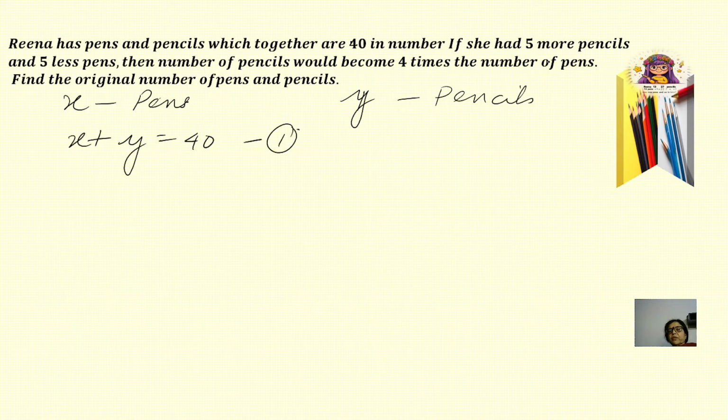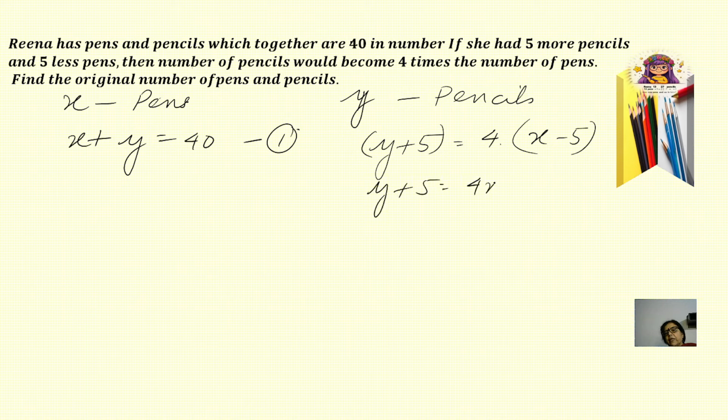Then the second part of the question says that if she had 5 more pencils, that means y plus 5 pencils, and 5 fewer pens, that means x minus 5 pens, then the relation between the pens and pencils would be that the number of pencils would become 4 times the number of pens. So y plus 5 is equal to 4 into x minus 5. This will simplify further. We'll get 4x minus 20. So we can write this as 4x minus y is equal to 25.